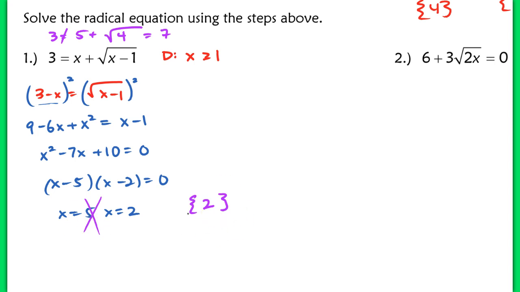Okay, so that's why these can be tricky, because it looks like 5 would work since it fits in the domain, but it doesn't actually work in your original problem. So always double check your answers.